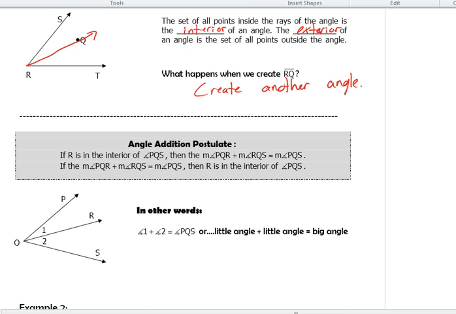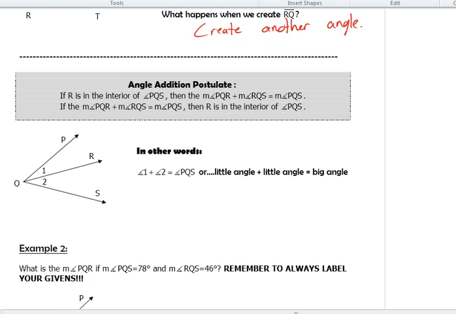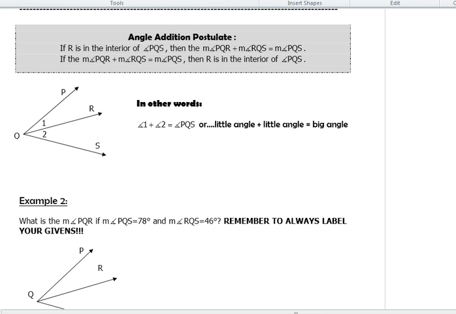Alright, now for some postulates and then some practice with some actual mathematics involved here. Angle addition postulate. If R is in the interior of angle PQS, then the measure of PQR plus RQS equals PQS. If the measure of PQR plus RQS equals PQS, then R is in the interior of PQS. Or we could go simple and say, okay, little angle plus little angle equals big angle, just like with segments.